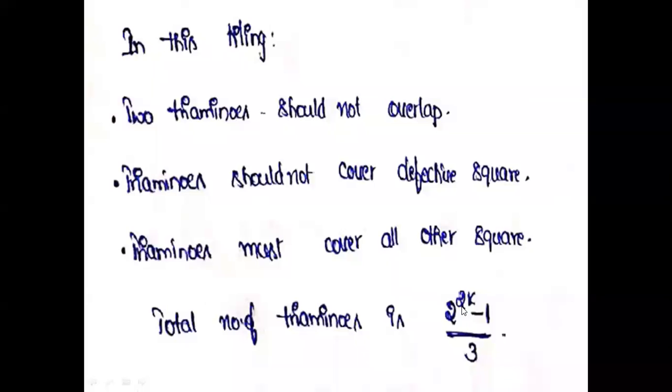2 power 2 power 2 power 4 minus 1 by 3, that is equal to (16 minus 1) by 3, which is 15 by 3, that is 5. So suppose k equal to 2, the total number of triominoes required is 5.